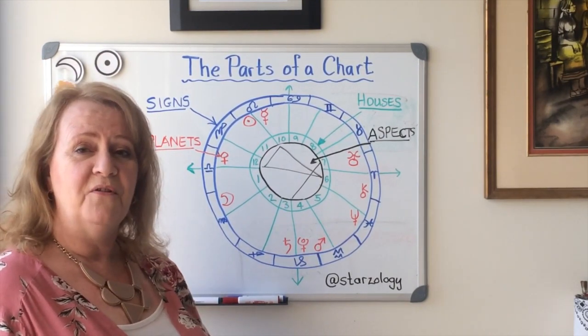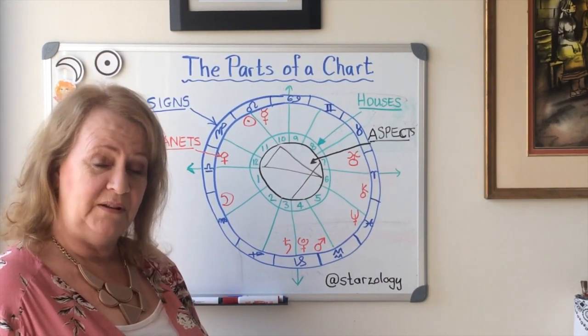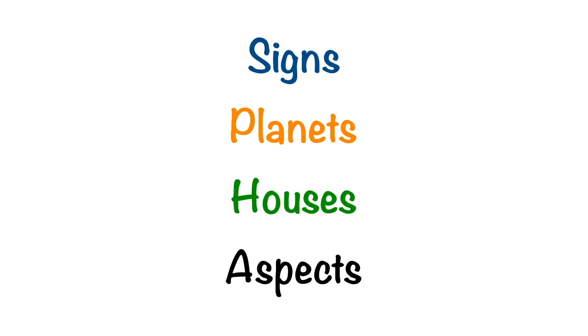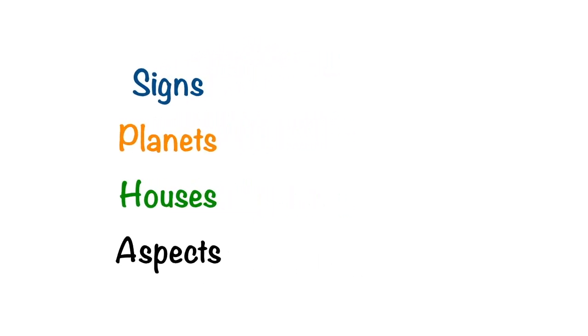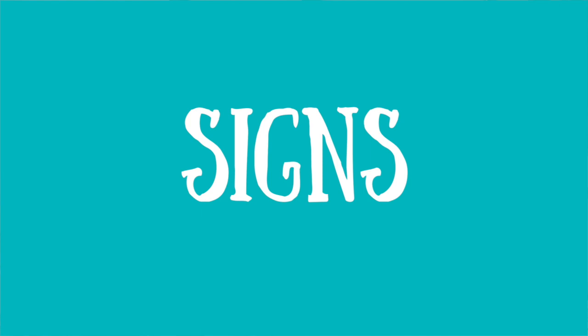So in astrology, there are four main parts to a chart. These are what I also like to call the building blocks of astrology. We have the signs, the planets, the houses, and the aspects, and I'm going to be going through those with you right now. So the first thing you learn about when you come to astrology is the signs.